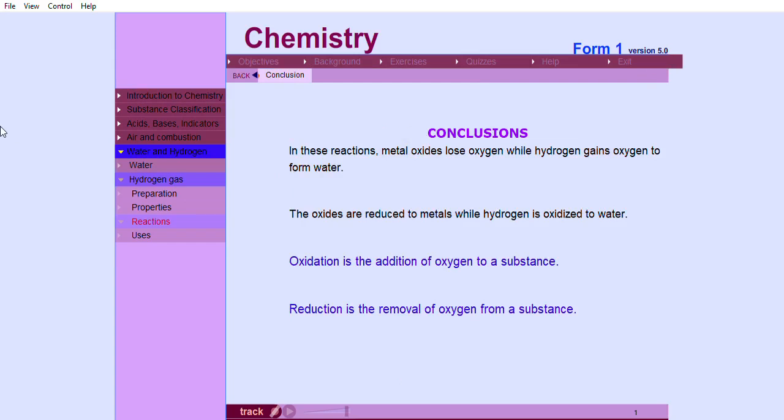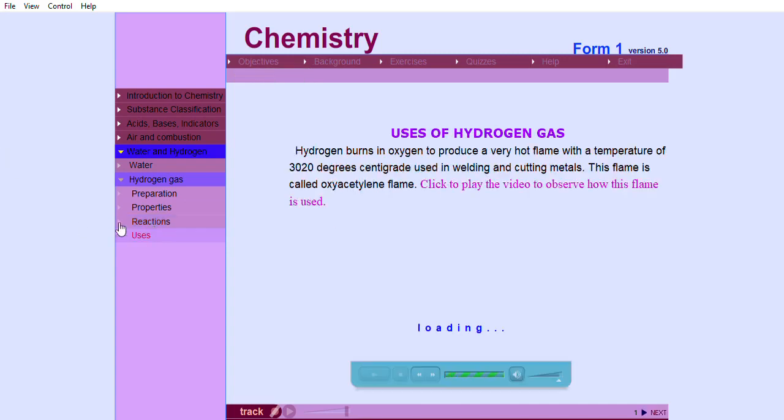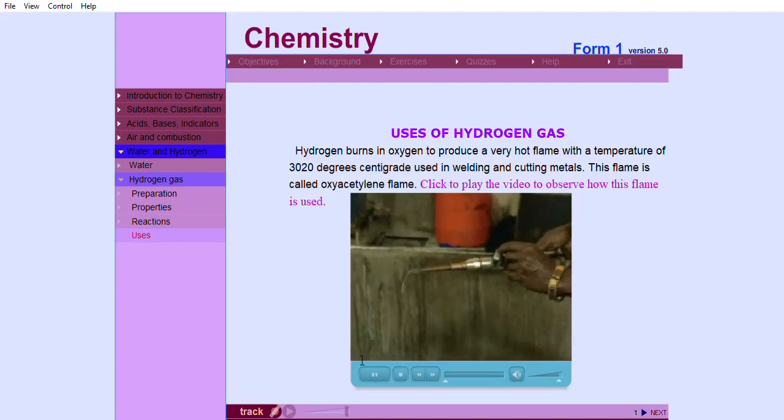Oxidation is the addition of oxygen to a substance. Reduction is the removal of oxygen from a substance. Hydrogen gas has various uses.